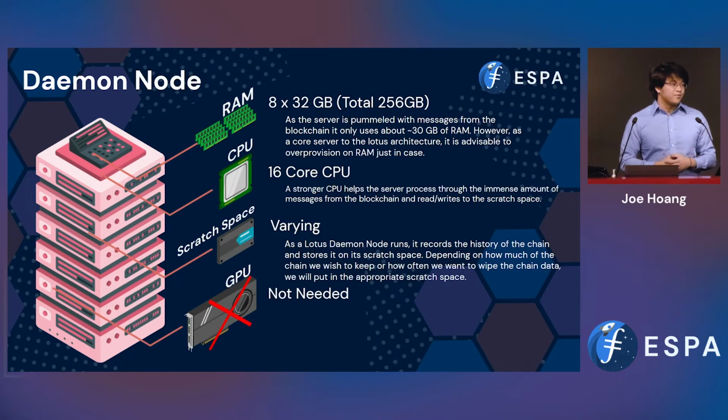For this one, we give it 256 gigabytes of RAM, which is definitely over provisioning. But again, like I mentioned, since we have so many miners connected to it, the last thing we want is for it to go down, and now every single one of the miners cannot connect to the blockchain. We give a 16-core CPU just so it can handle the messages it has to send. And then we give it varying scratch space, depending on how often we would like to take it down to do maintenance on it.